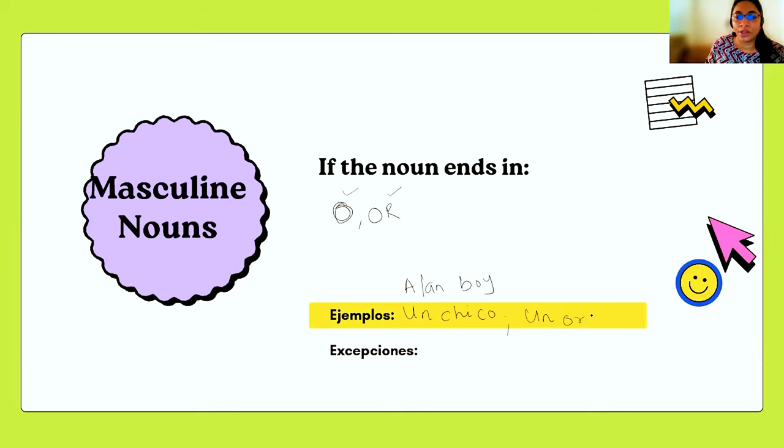Let's look at one more example with OR. Un ordenador. We are saying it just the way we are writing it. Un ordenador. Ordenador is a computer. Okay, so this is a computer. Alright, we are going to look at exceptions, but a little later in the session. Okay, when a noun ends in O and OR, most of the times it is a masculine noun.